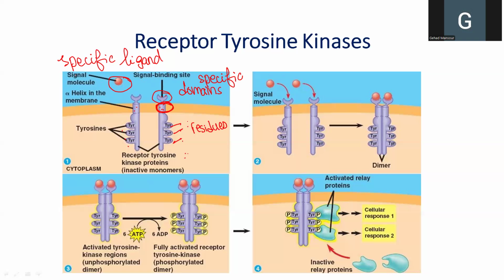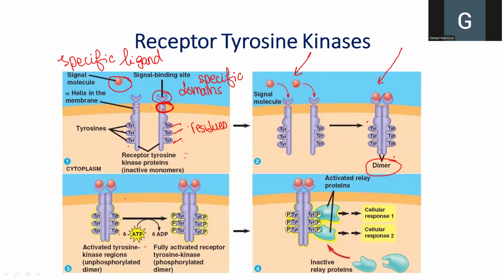But the second step is that the signaling molecules, as you see here in number 2, two signaling molecules will bind to two extracellular receptors, and they will fit in. When they fit in, the two halves of the tyrosine kinase join to each other and a dimer is formed. When the dimer is formed, this is an activated tyrosine kinase enzyme.